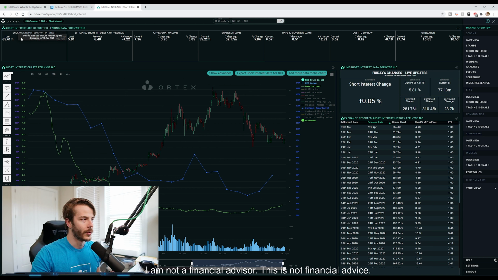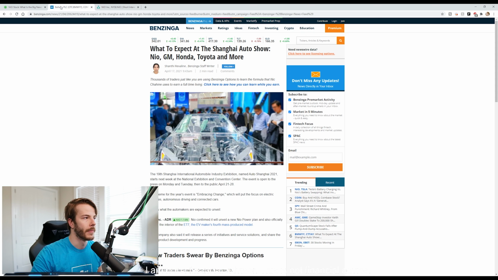The short interest that was reported on the exchange as of March 31st was 65.41 million, but our current figure right now is 77.13 million. So that is a significant change. Just another thing to keep in mind.